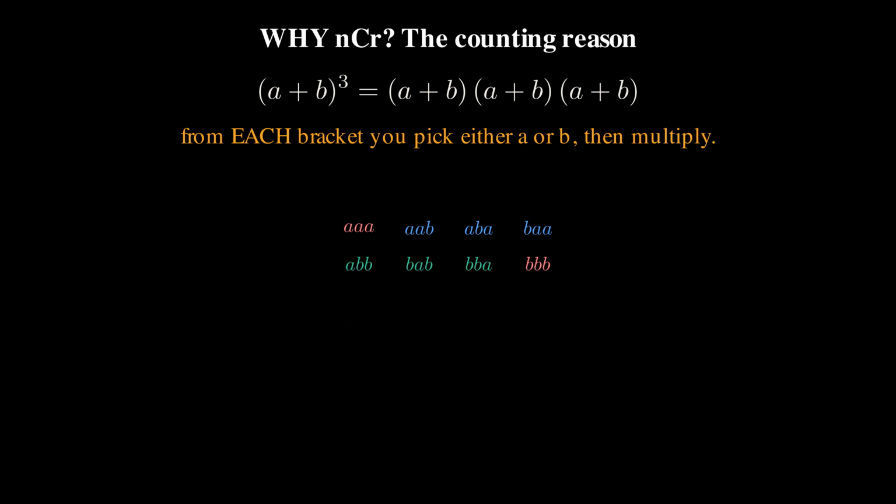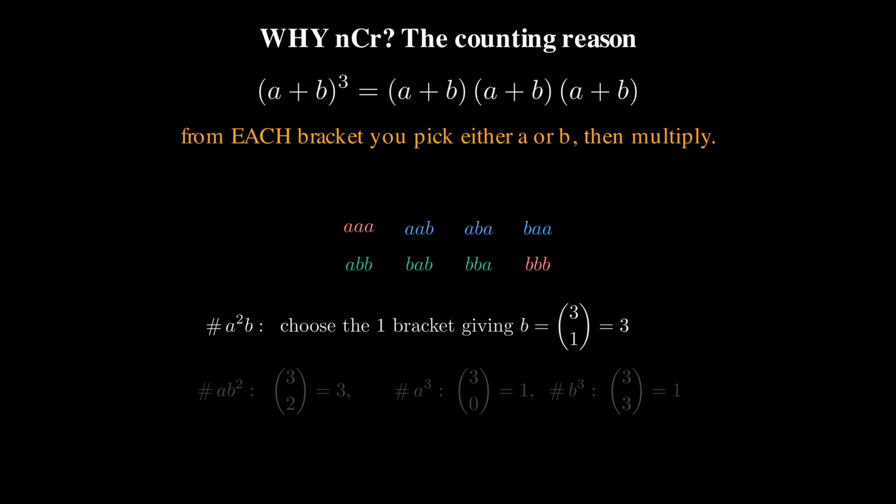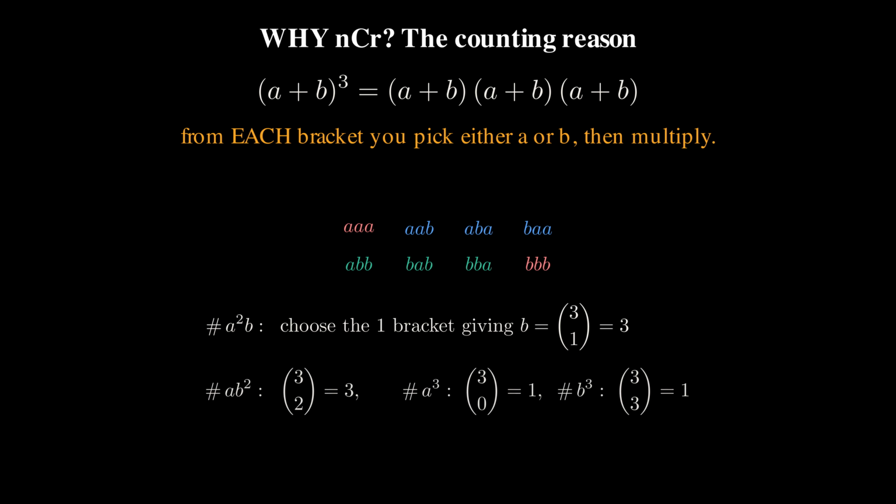Now group them. To land on a squared b, you need exactly one b, and it can come from any one of the 3 brackets. That's 3 choose 1, which is 3 ways. To get a b squared, you pick which 2 brackets give the b. 3 choose 2, again 3. All a's is one way, all b's is one way. So the coefficient of each term is simply the number of ways to choose which brackets hand over a b.